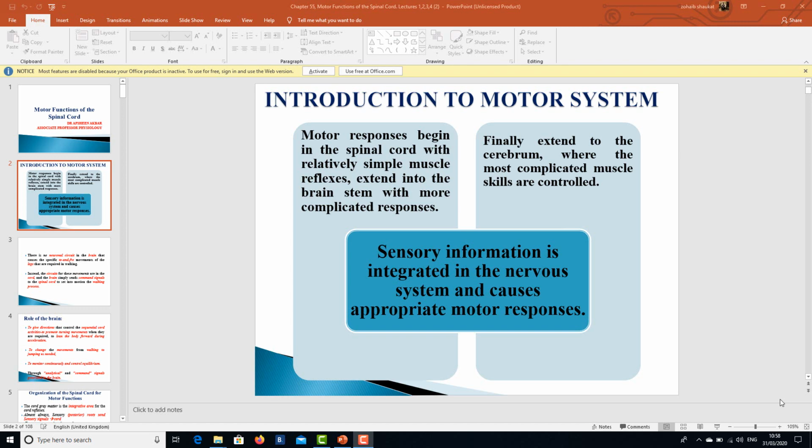As students, we have done up till now the sensory part of the nervous system. Today we are going to start with that of the motor system. Now let's start with the introduction to the motor system.